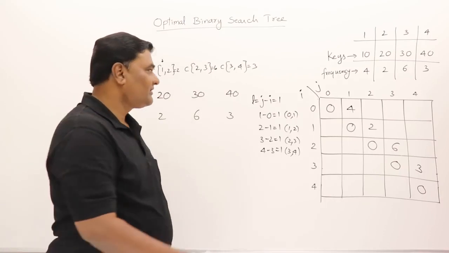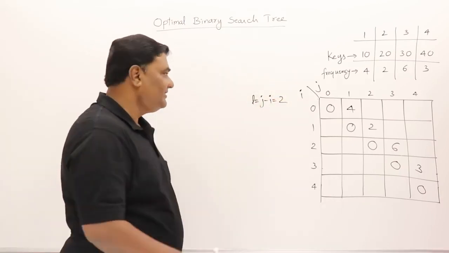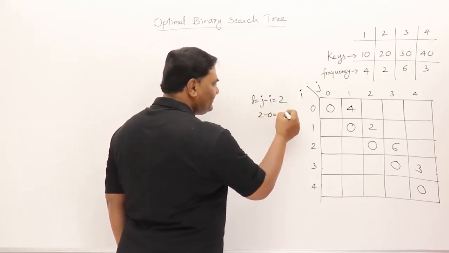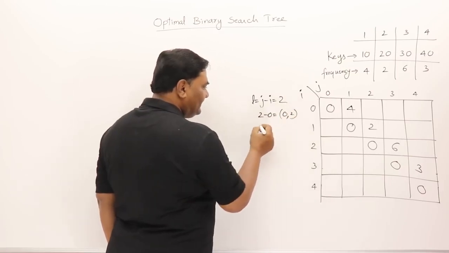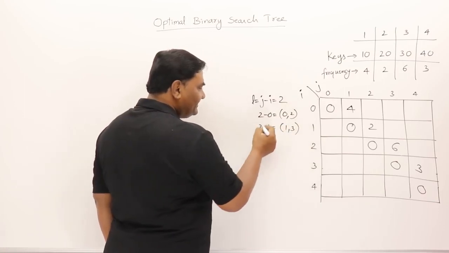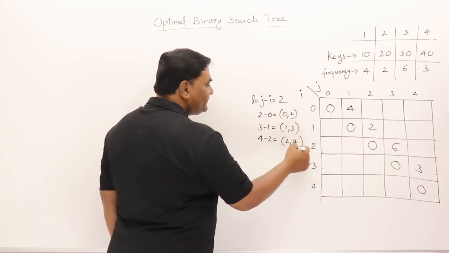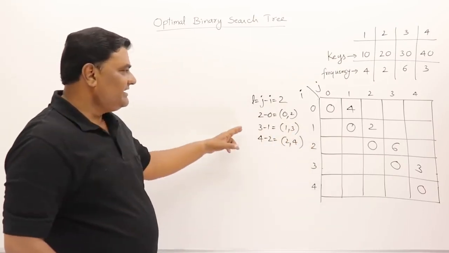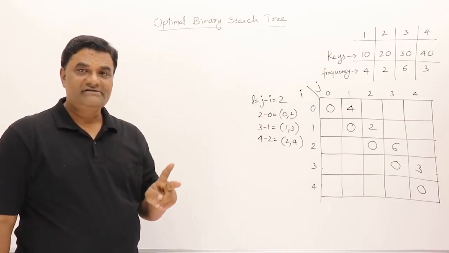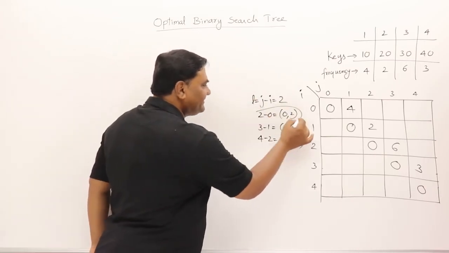Now next we will go for j minus i equal to 2. Now when j minus i will be equal to 2, this will be for 2 minus 0, this is 0 comma 2, and 3 minus 1, this is 1 comma 3, and j will be 4 and i will be 2, so this is 2 comma 4. So for these, j minus i value will be 2, so it means I'll be considering two keys. So I will consider first key and second key first. So that means I will take this one first.